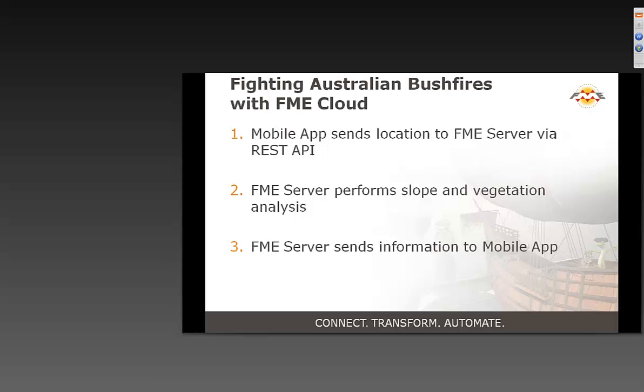So what they can do now is they use this mobile app. They go out in the field and they touch locate a spot where they want to build a building, and then the request goes back to FME Server that runs both terrain analysis and vegetation analysis to determine if this is actually a good place to put a building.